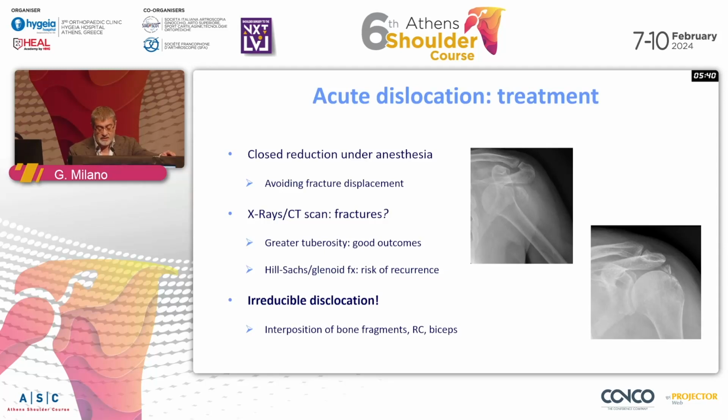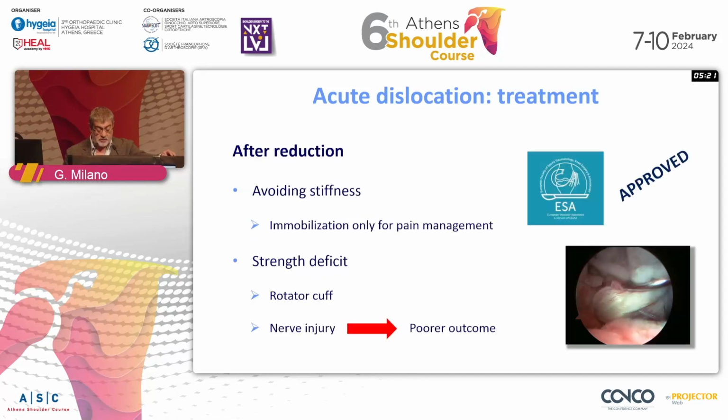When you have just an isolated greater tuberosity fracture, the outcome is quite good. In case of large glenoid fractures or large Hill-Sachs defects, you have a higher risk of recurrence. Usually the greater tuberosity fracture is reduced after reduction of the dislocation. Then you just use a short time immobilization. The first goal is to avoid stiffness, which is more frequent than in younger patients. So immobilization is used just for pain management in the early phase.